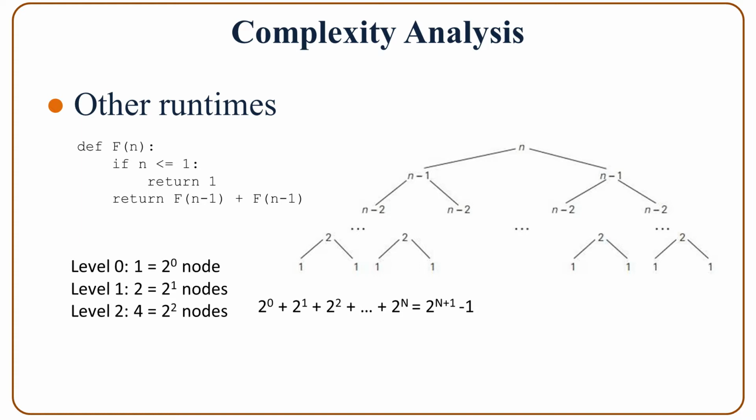There are also other runtimes. Let's look at this example. We have a function f of n. If n is less than or equal to 1, then return 1. Otherwise, return f with the parameter n minus 1 twice. And return the sum of them.